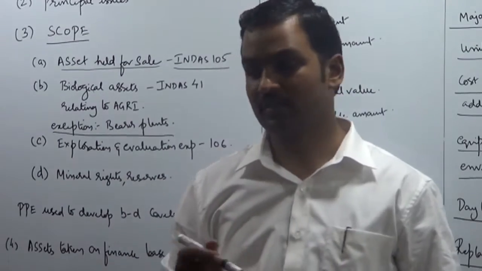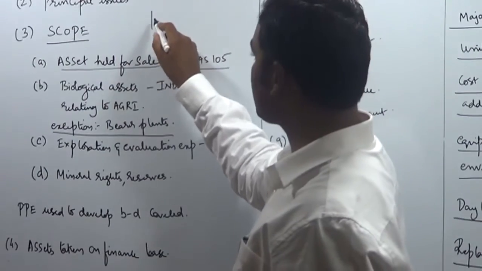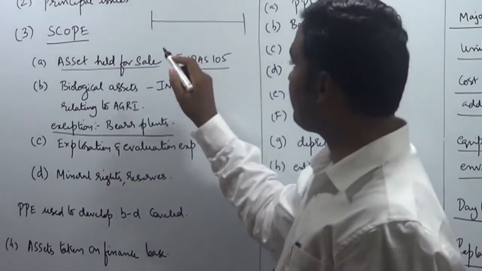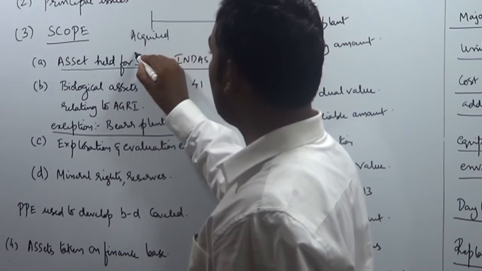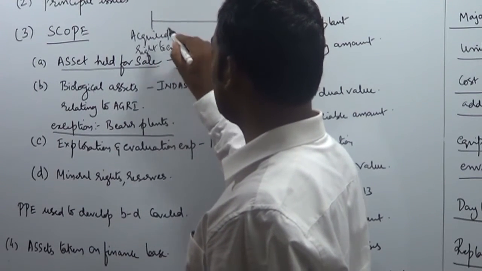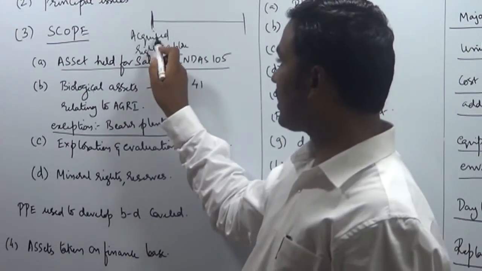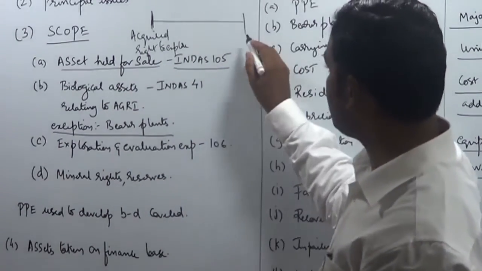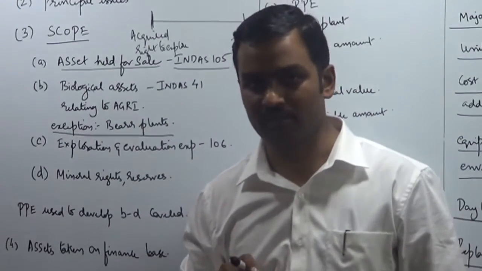So in such cases, the expenditure incurred by them between two dates, I will give you two dates. There is a coal mining company, they have acquired right to explore on a particular date. So let us say this is the date on which a coal mining company has acquired right to explore from the government in a particular land area. Okay, and this is the date on which technical and commercial feasibility has been established.